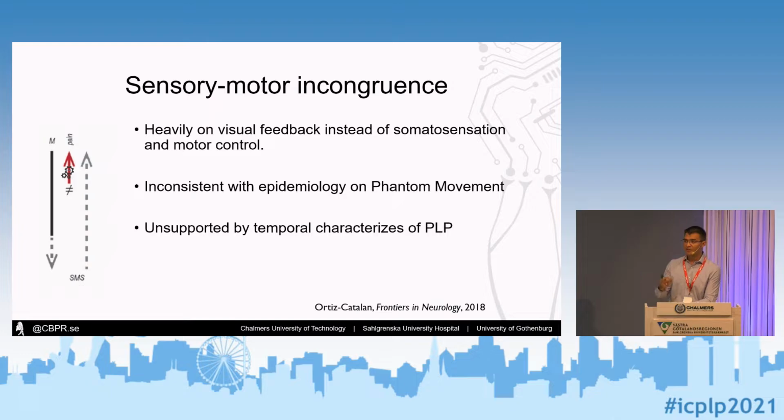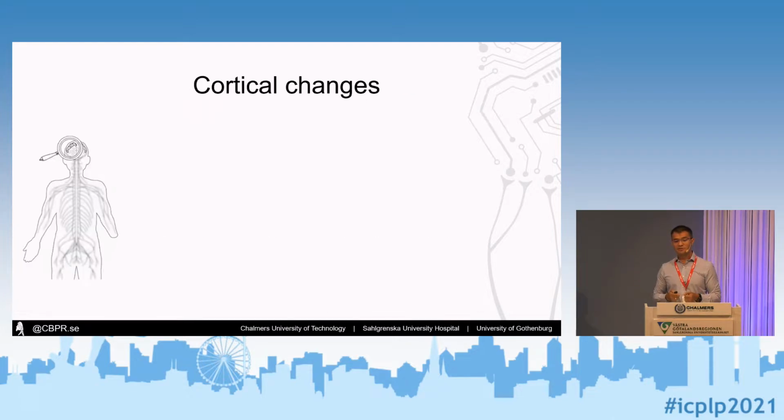And then the temporal characteristics: when is the pain appearing? It's also a problem with this idea. So overall, when we try to explain a phenomenon, you look at the evidence, and there seems to be more evidence against than in favor of this hypothesis.